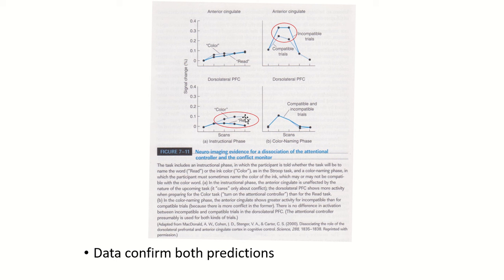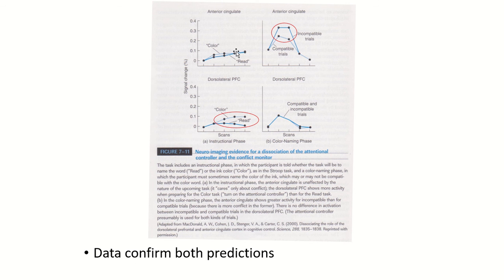And you see there that during the time when they're instructed, you see indeed that the dorsolateral prefrontal cortex becomes more activated when people are being told to name the color versus read the word. And that is exactly in line with the prediction.